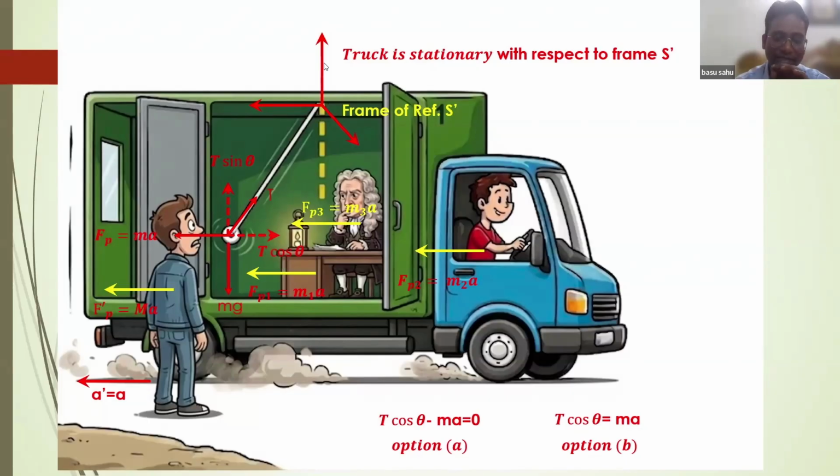The arrow sign signifies that this frame of reference is not confined to the truck, rather it is extended to the entire universe. For everything in the universe you have to apply pseudo force if you are observing that particular body from the frame of reference S dash.